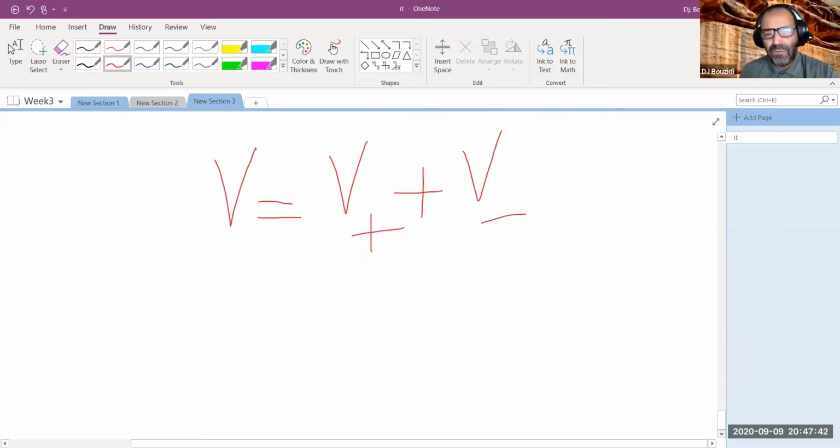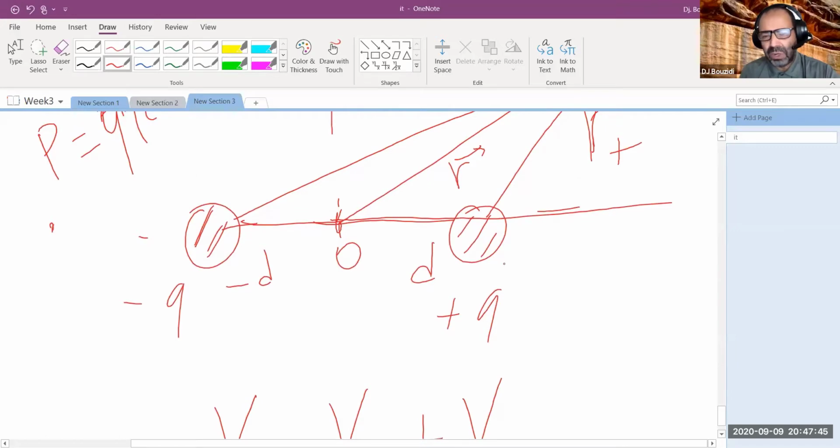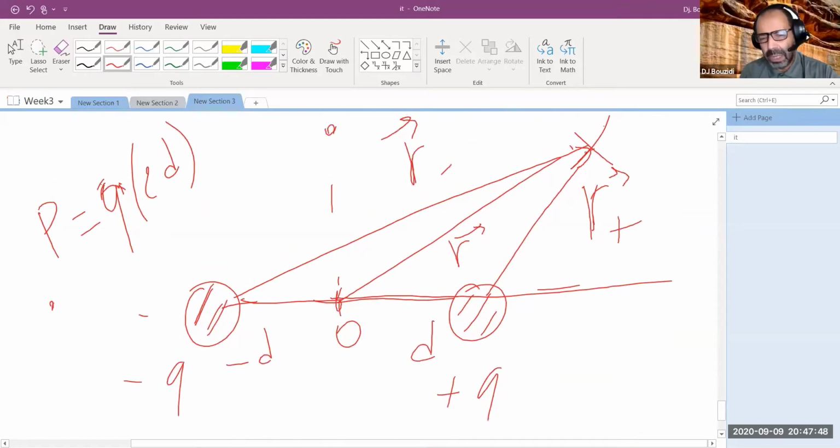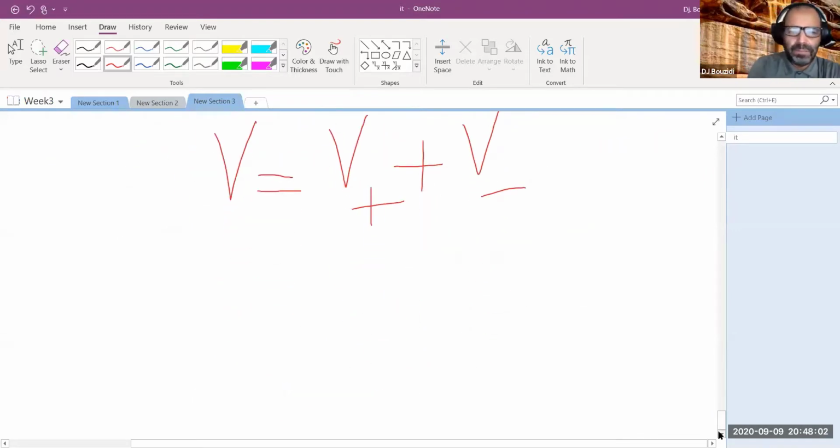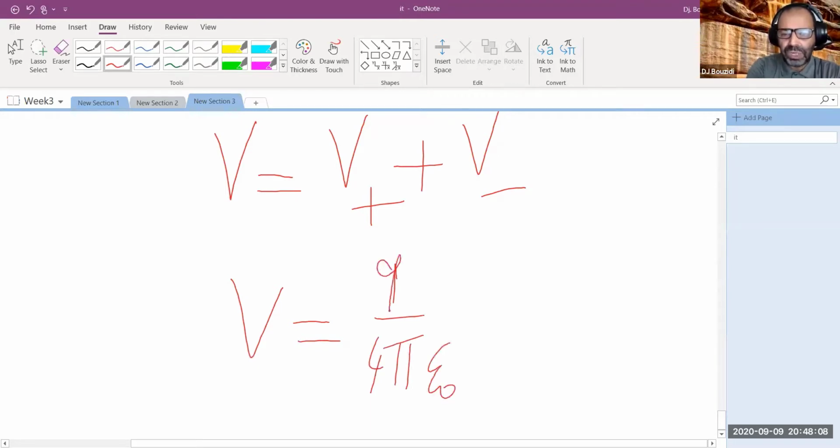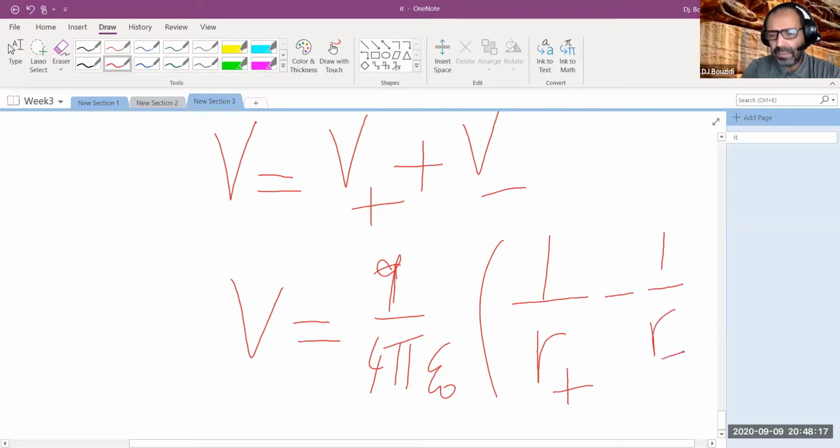Okay? So V plus is 1 over 4 pi epsilon naught times Q divided by this distance, r plus, and V minus is just 1 over 4 pi epsilon naught times negative Q divided by r minus, and that's the end of it. That's all there is to it. So basically, the potential in this case is going to be equal to 1 over 4 pi epsilon naught times Q, which I'm going to take as a common factor, times (1 over r plus minus 1 over r minus). That is only the difference of the inverses of the distances, if you wish.